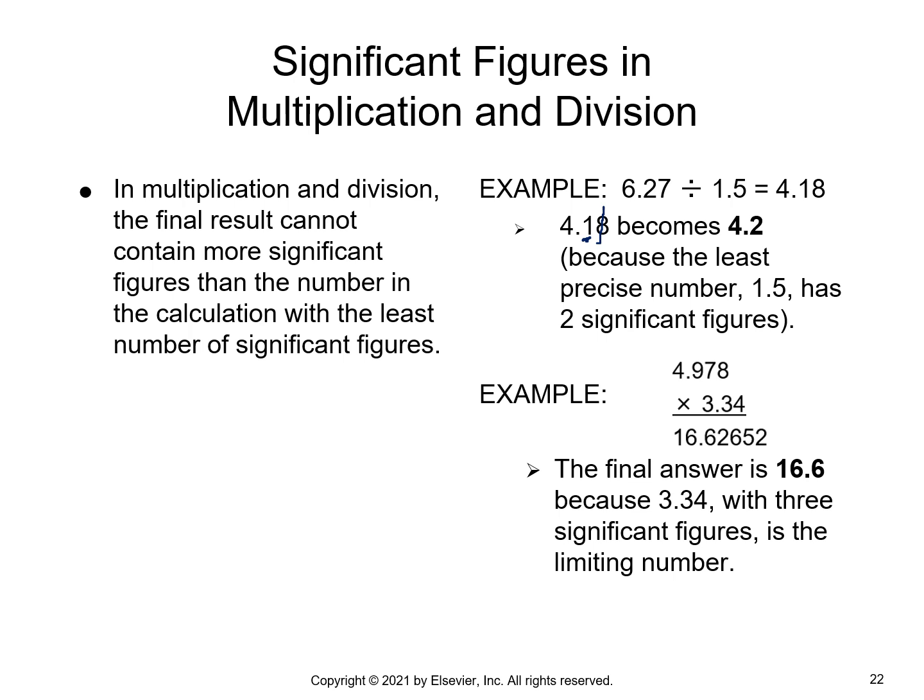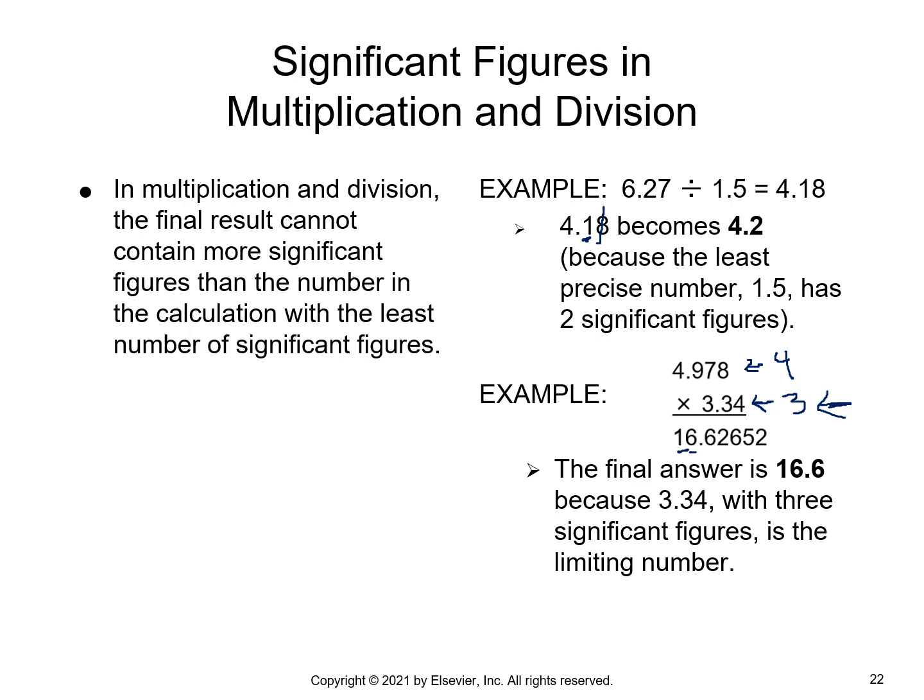All right, in this example here, when we multiply 4.978 by 3.34, we get a result of 16.62652. So that's a lot of numbers there. Well, when we look at this, we know that our number that is least precise would be this number here at the bottom. It has 3 significant figures, and this number here has 4. So we use our least precise, 3 significant figures. So we've got to get this number to 3 significant figures.